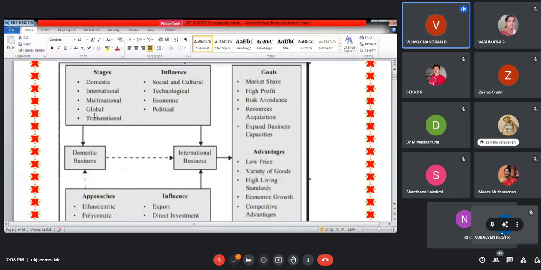That is transnational. So maybe they will ask you to arrange the sequence in order, so you should not be confused. DIMGT. So start with the D, end with the T. These are all the acronyms you have to keep in your mind, so that nothing will be confused when answering in the examination. DIMGT. Okay.